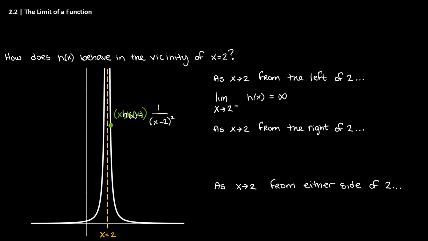And the same thing happens on the right. If we allow a point from the right to approach 2, it also heads off to infinity. So our right-sided limit for h of x, when x is approaching 2, is also equal to infinity. And since the left and the right limits match, we can say the two-sided limit does exist and it's equal to infinity as well.